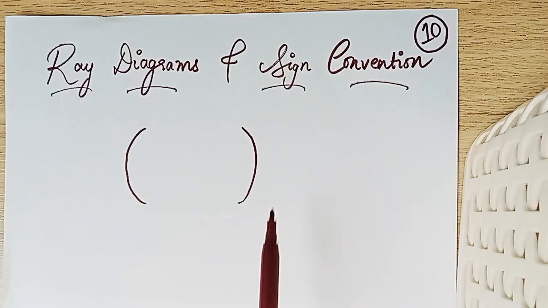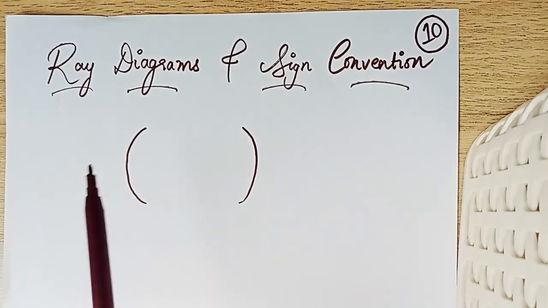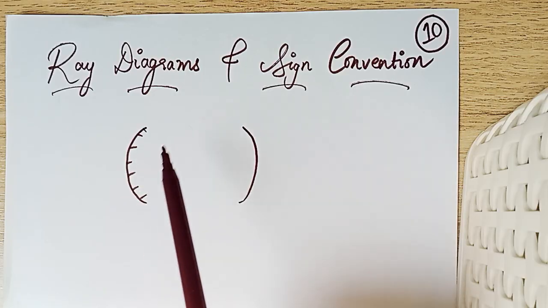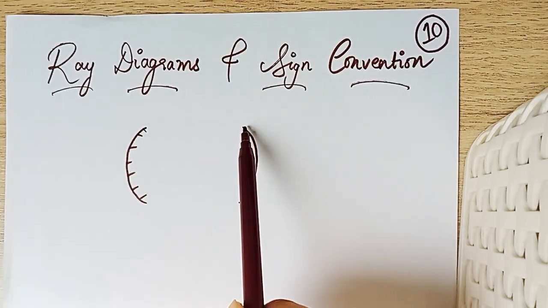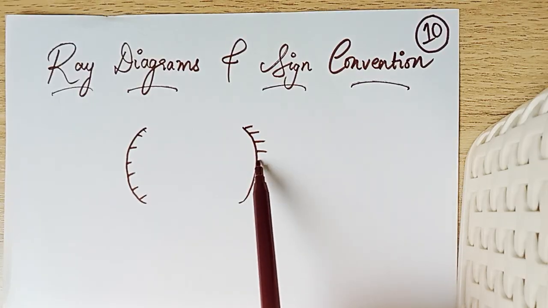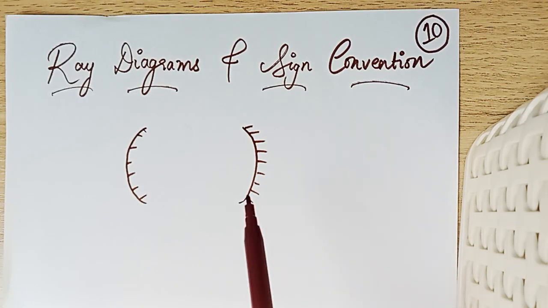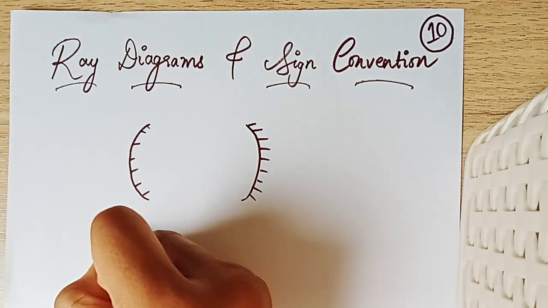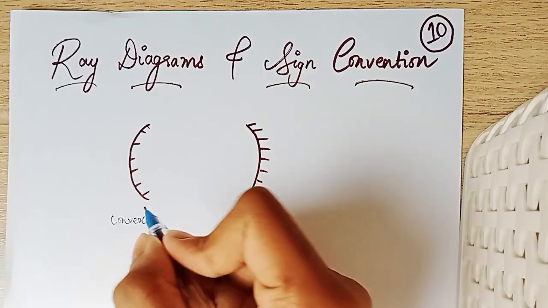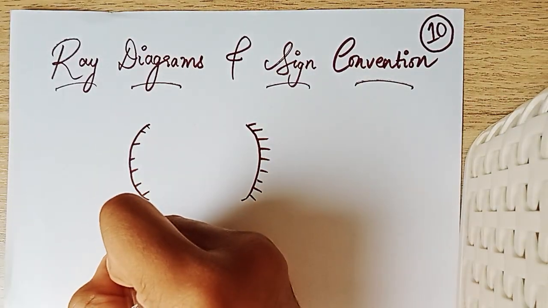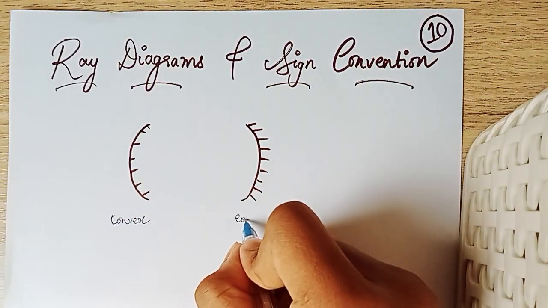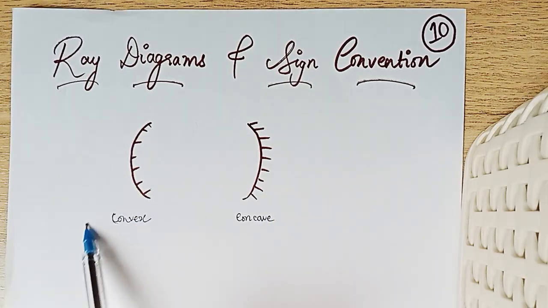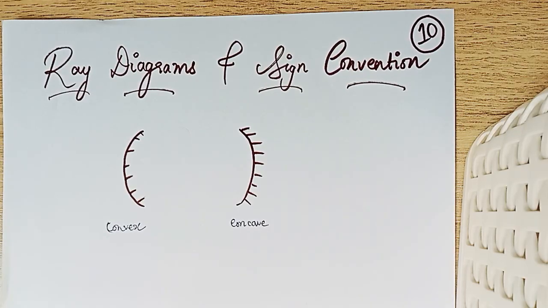Suppose in a spherical mirror, there are two sides. The first side is curved outwards, whereas the second side is curved inwards. The mirror that is curved outwards is called the convex mirror, and the mirror that is curved inwards is called the concave mirror. So there are two types of mirror, convex mirror and concave mirror.